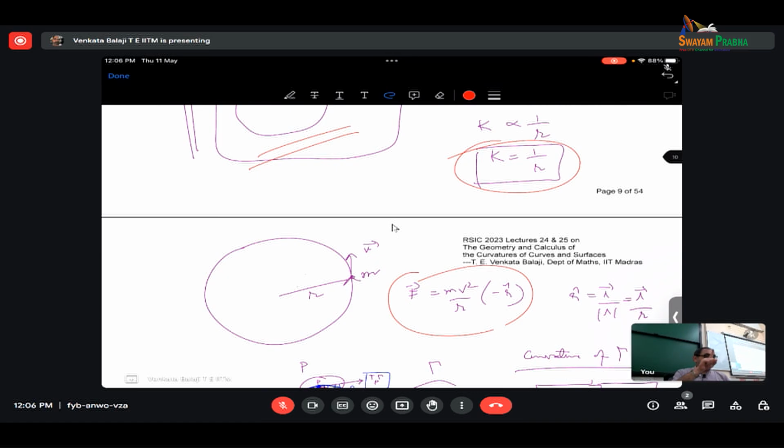You put m equal to 1, you get v squared by r. Make v 1, that means you make the curve to be unit speed. Making the curve unit speed means what? You are traveling around a circle with unit speed. Remember, that is uniform circular motion, but velocity is changing. The magnitude is the same, but the direction is changing. So it's not constant velocity, it's constant speed.